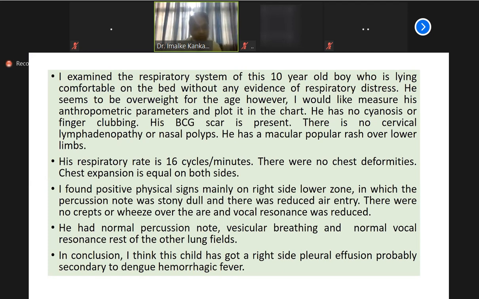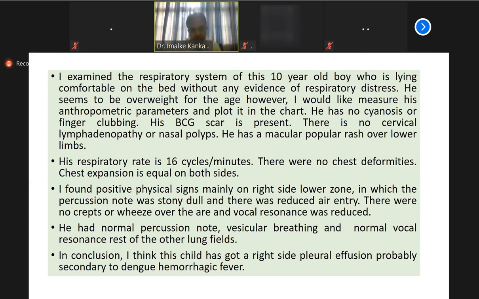He seems to be overweight for the age. However, I would like to measure his anthropometric measurements and plot them in the chart. He has no cyanosis or finger clubbing. His BCG scar is present. There is no cervical lymphadenopathy or nasal polyps. He has a macular rash over the lower lips. His respiratory rate is normal. There is no chest deformity. Chest expansion is equal on both sides. I found positive physical signs. This is how I present.